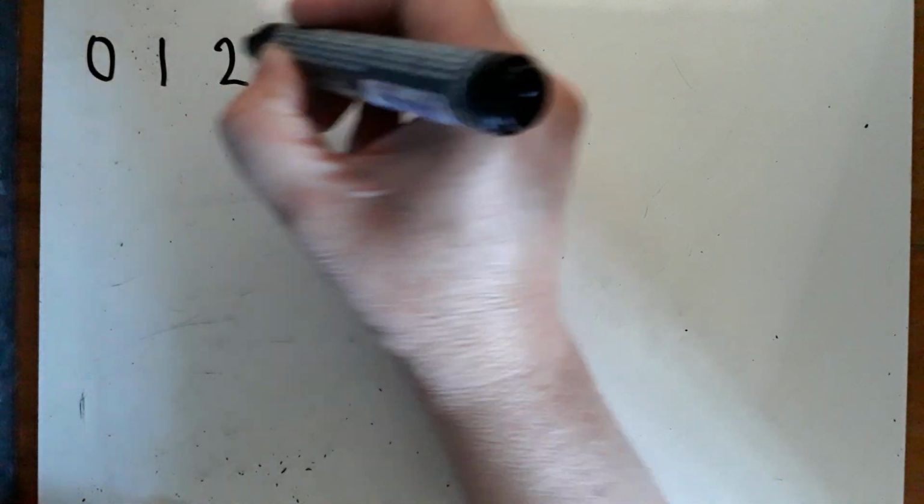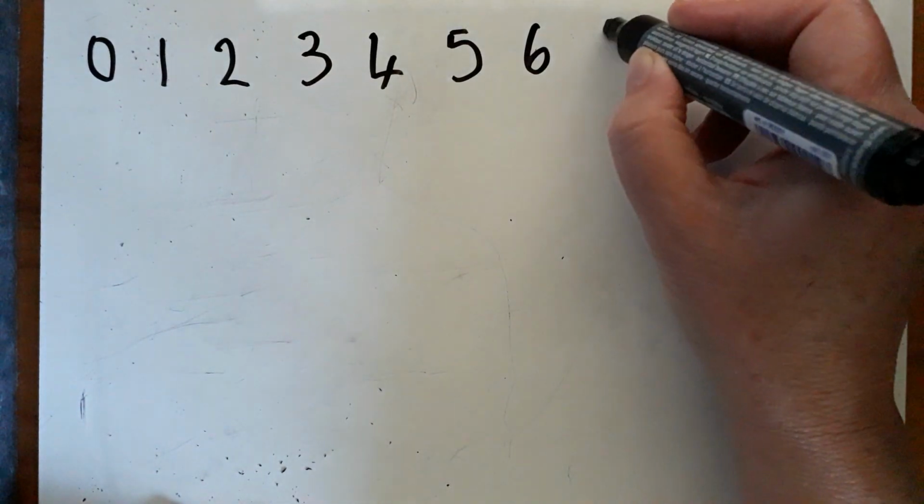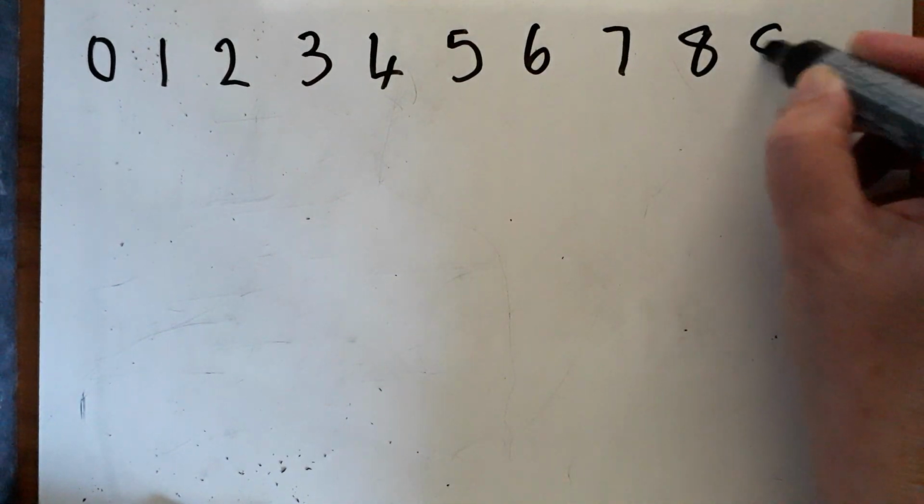So just a quick bit of revision about rounding numbers. Sometimes you are asked to round to the nearest 10, sometimes to the nearest hundred, or to the nearest thousand. So let's write the digits between 0 and 9. We start at 0, 1, 2, 3, 4, 5, 6, 7, 8, 9.